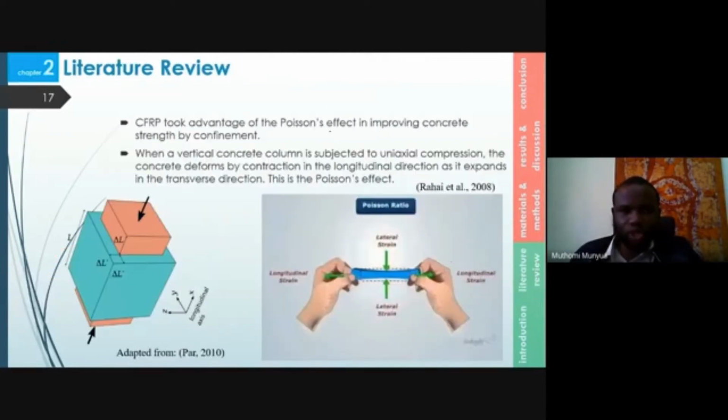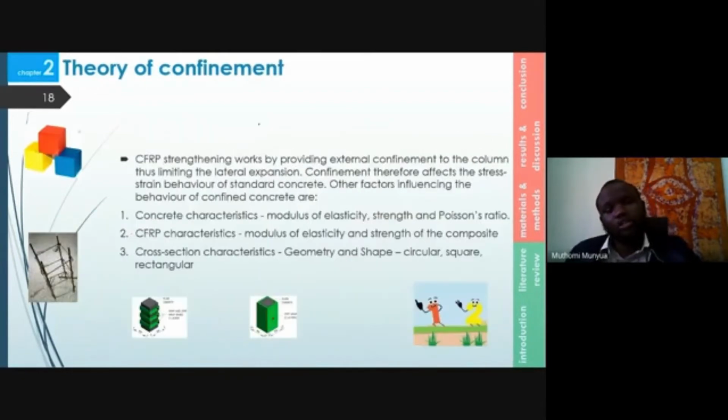The study dug into a lot of literature and found that CFRP took advantage of the Poisson's effect in improving concrete strength by confinement. So when a vertical concrete column is subjected to uniaxial compression, the concrete deforms in the longitudinal direction as it expands in the transverse or lateral direction. This is the Poisson's effect. So CFRP strengthening works by providing external confinement to the column and limiting that transverse and lateral expansion.